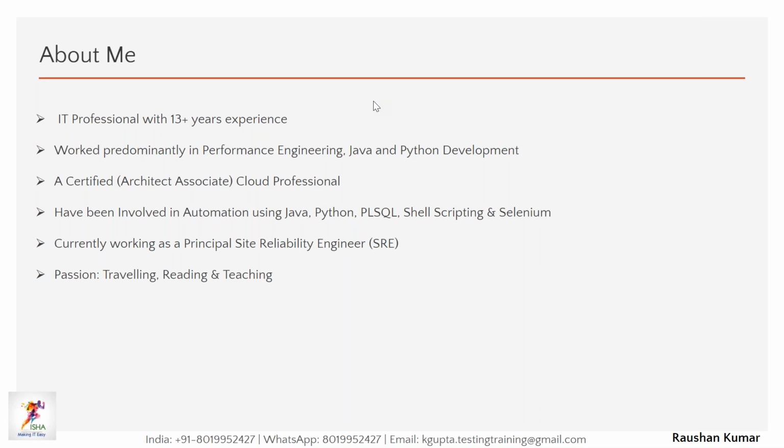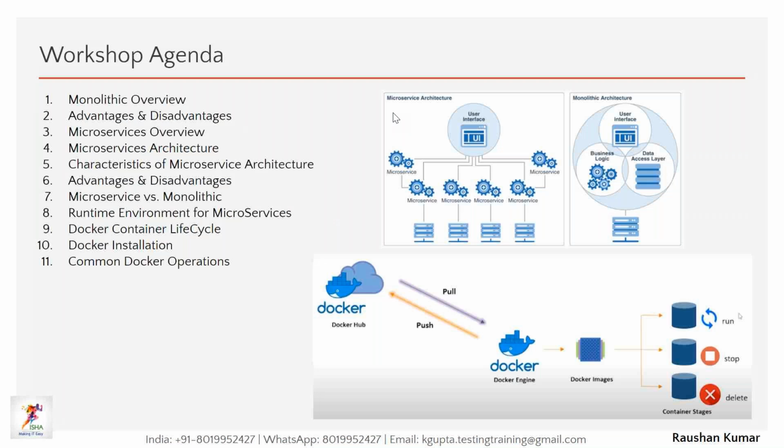I have around 13 plus years of experience in IT, mostly in performance engineering, Java and Python development, and also in automation as well. As far as my cloud credentials are concerned, I am a certified architect associate. I have been doing automation using Java, Python, PL SQL, shell scripting, and Selenium. And I'm currently working as a principal SRE. Yeah, that's about me. And this will be the agenda of our discussion.